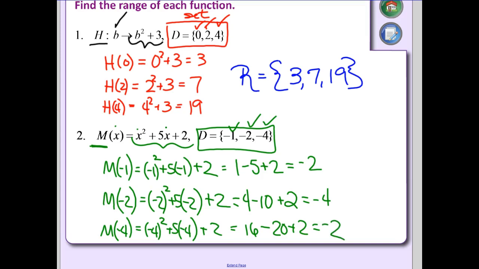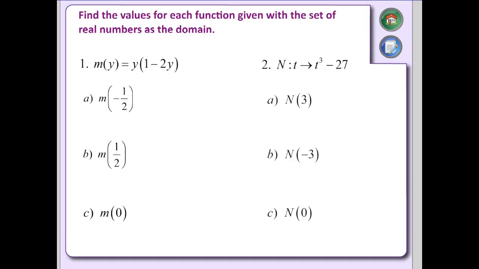Now, this time, did you notice I have a repeated answer? So when I'm doing my set, the range is negative 2 and 4. If we have a repeated answer, we only have to put it in the set once. Okay, so a little recap. If they give me my function with my domain as a set, my answer has to be a set. Now, let's see what happens on the next slide.